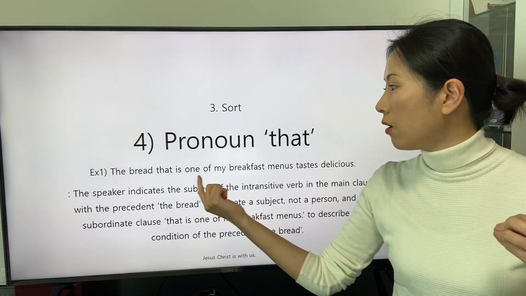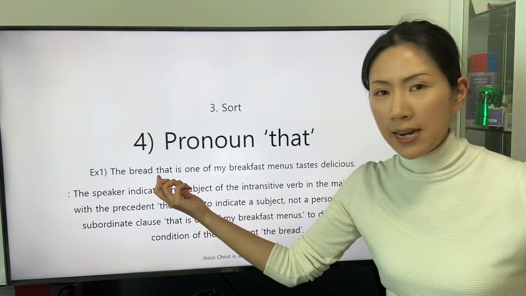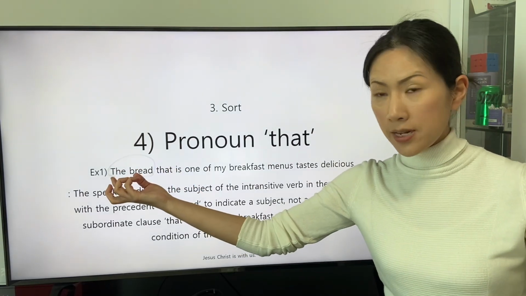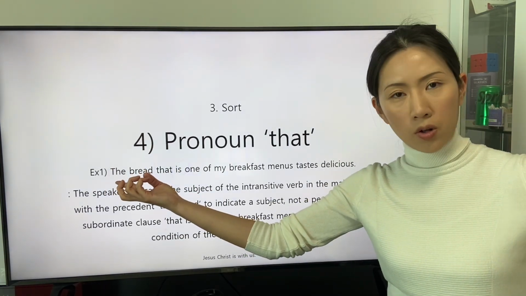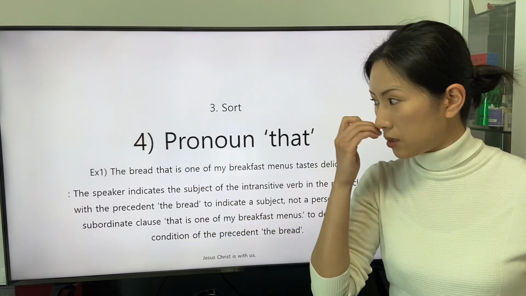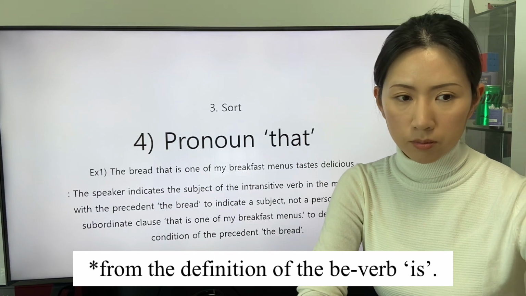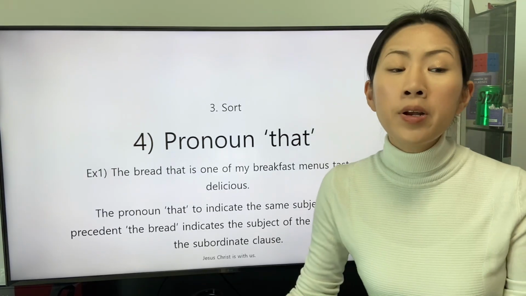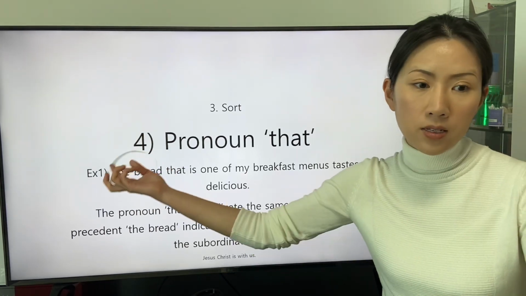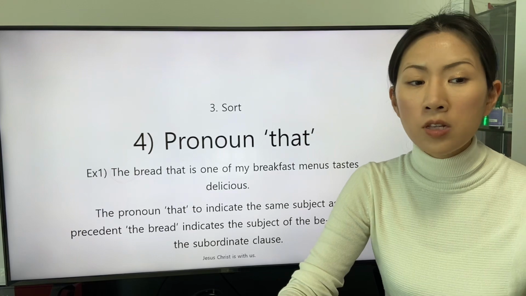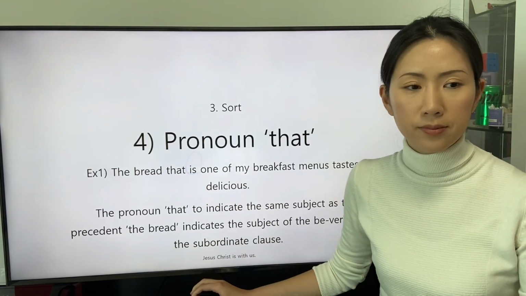The definition of the be verb is to describe the pronoun that indicates the same subject as the precedent in the main clause. The bread describes the subject with the condition. The pronoun that to indicate the same subject as the precedent, the bread, indicates the subject of the be verb in the subordinate clause.